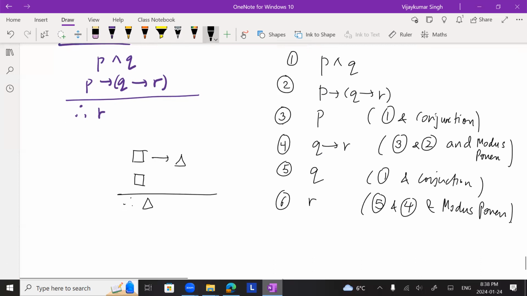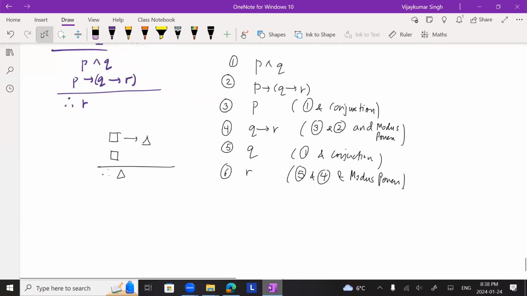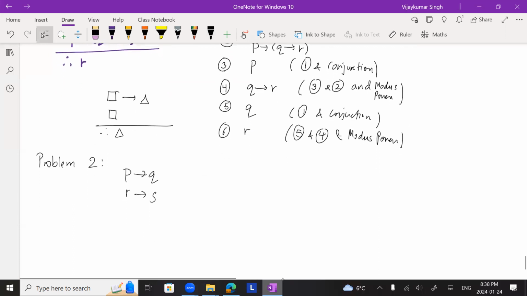Now, let's look at one more problem before we stop. Problem 2. So we have P implies Q, and we have R implies S, and we have P or R. And what we are looking for is Q or S. What about this one?